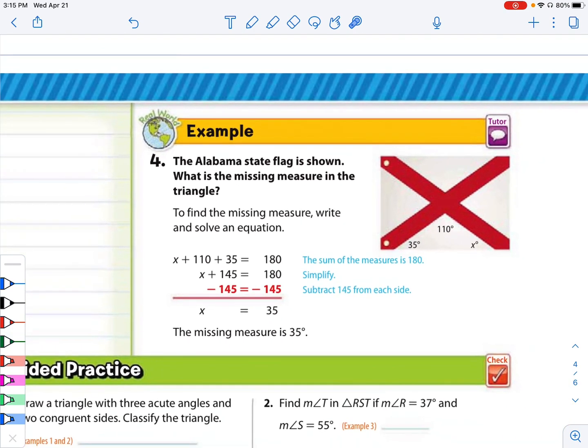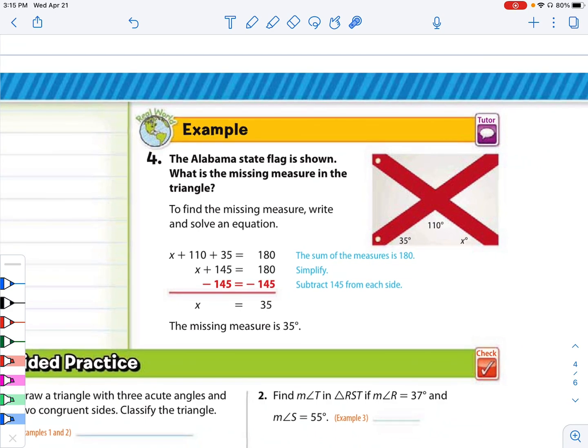Do the last problem, see if you understand example number 4, and we are done with this lesson.